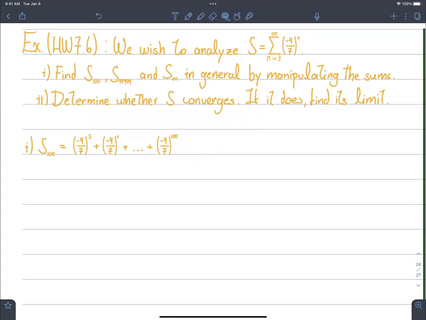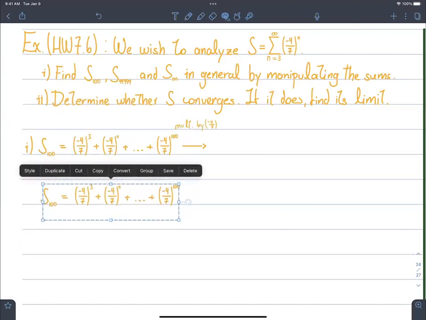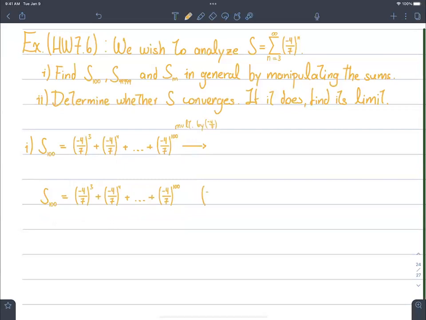What we do next is that we multiply by the common ratio. This means that we multiply the whole sum by minus 4/7, and we get the following. Well, S of 100 times minus 4/7 gives us this.